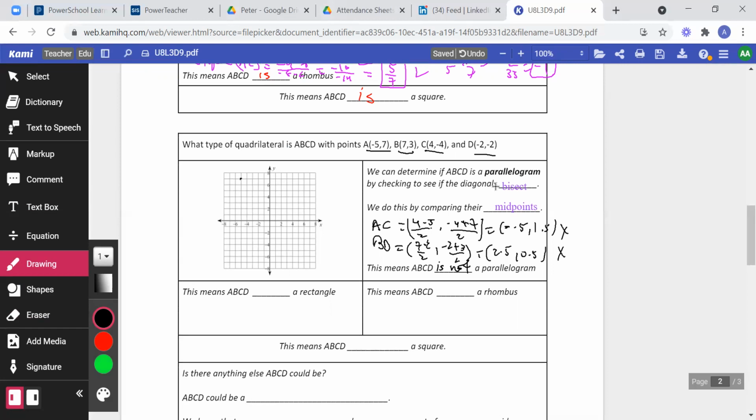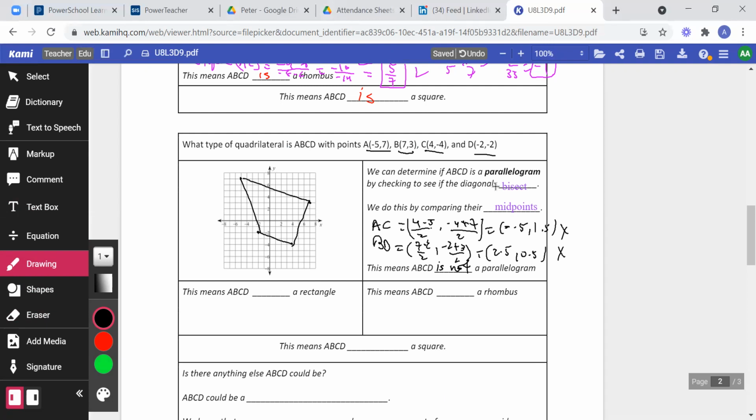Because if we do the drawing very well, A has X minus 5 and Y 7, somewhere here. B 7, 3 somewhere here. C 4, minus 4 somewhere here. D minus 2 somewhere here. So if you trace this, trace this, trace this, you can see that this thing really looks like a trapezoid, so it doesn't even look like a parallelogram.